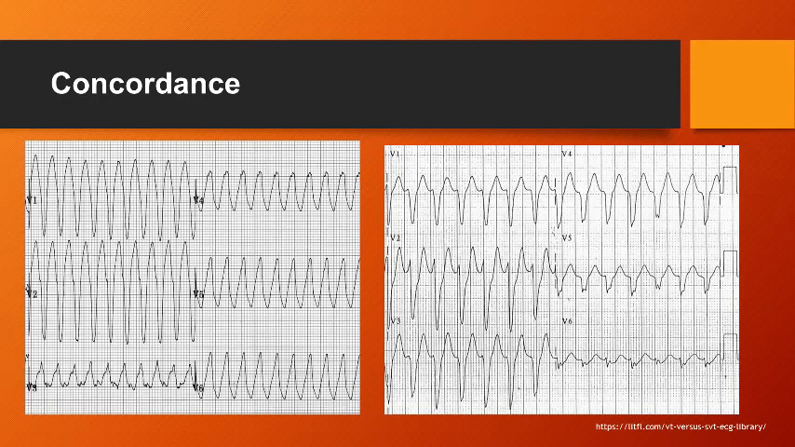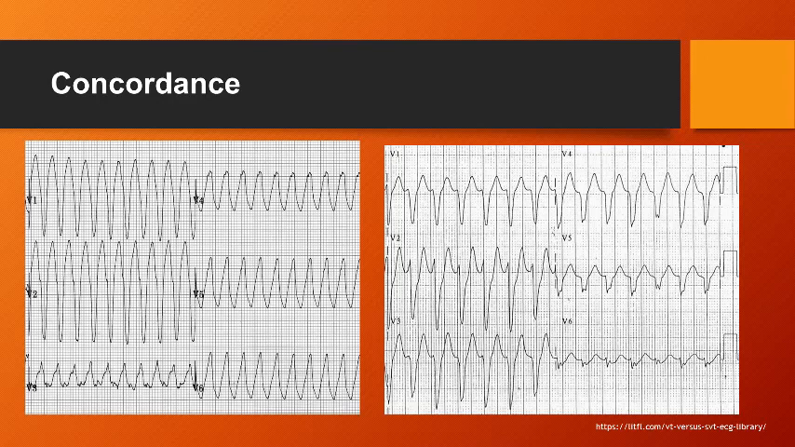Another thing that we need to consider is the concordance. Concordance is present when the QRS complexes in all 6 precordial leads, that is from V1 through V6, are monophasic with the same polarity. Like you can see in these two images, the QRS complexes are all in the same direction. All are up in the picture on your right, and all are downwards in the picture on your left. When present, concordance is frequently associated with VT, but by itself is not a diagnostic for VT.